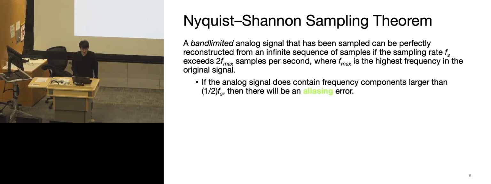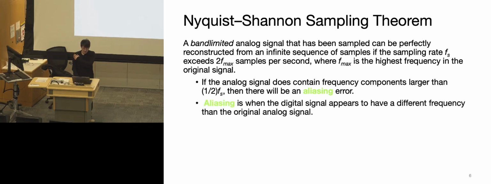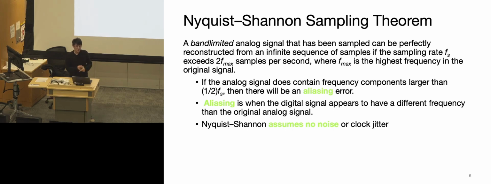So basically, if the signal does contain frequency components larger than half of whatever sampling rate you have on your sampling system, then there could be some aliasing errors, which we'll show in a minute. There are some assumptions in this theorem. Basically, they assume no noise or clock jitter. So in theory, this will work if you have twice the frequency. But in practice, for example in the oscilloscope, we tend to use a much higher multiple. We will talk about that a little bit later to give you more intuition.